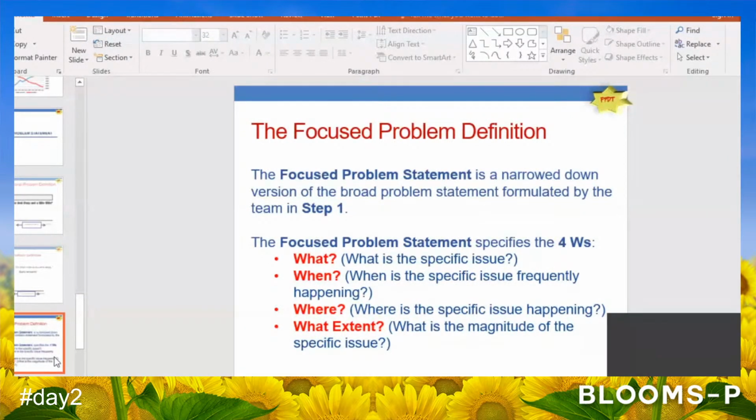If that is your biggest problem, where is the specific issue happening? Pinpoint and specify where it is, so you know where to address it. And then, what is the magnitude of the specific issue? To what extent is this issue recurring or happening in our school? So, what is the magnitude of this? This will be our guide in crafting our focus problem statement.